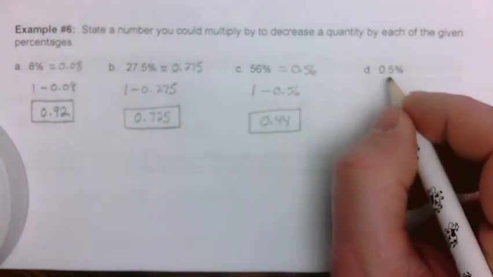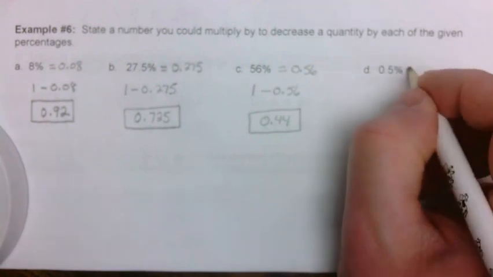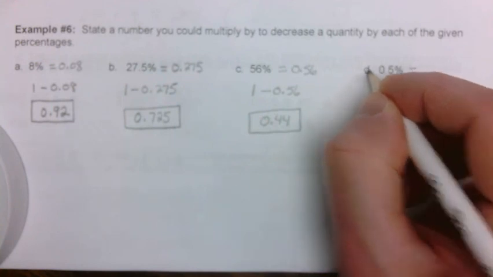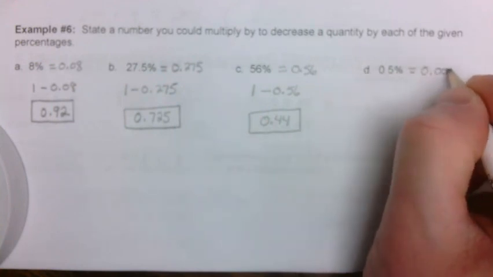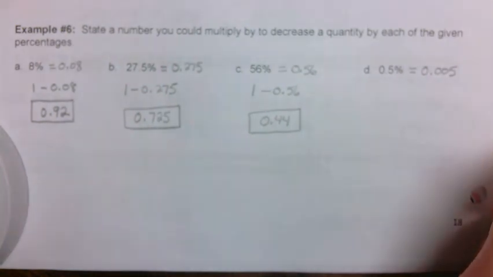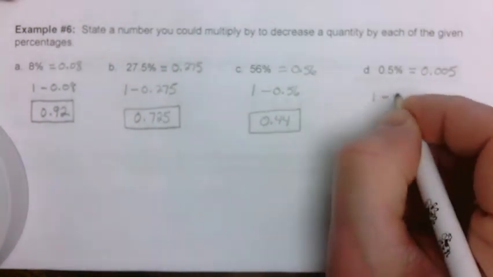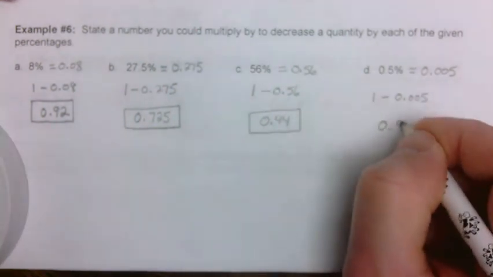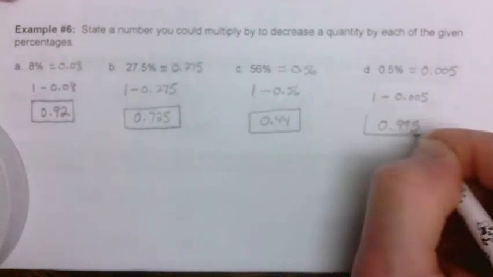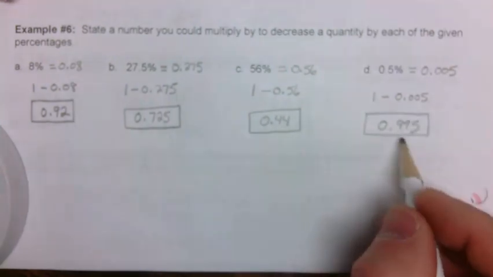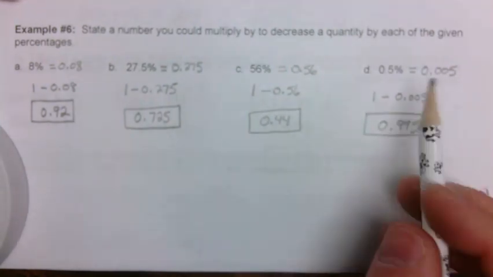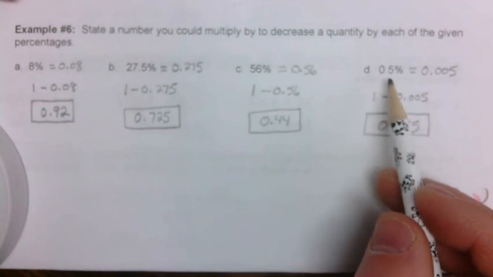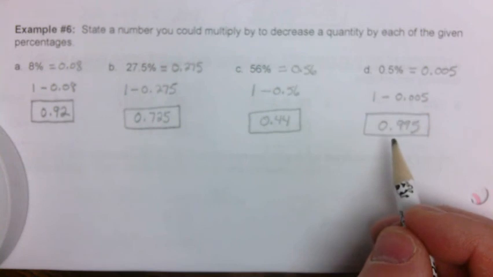And finally, what if it was just a 0.5% decrease? Well, again, we'll change that number into a decimal, move the decimal point back once, twice to the left, and you will get 5 thousandths. And now 1 minus 5 thousandths would give you the decimal 995 thousandths. So if you multiply your original quantity by 995 thousandths, that'll show a 0.5% decrease. 100% minus 0.5% is 99.5%.